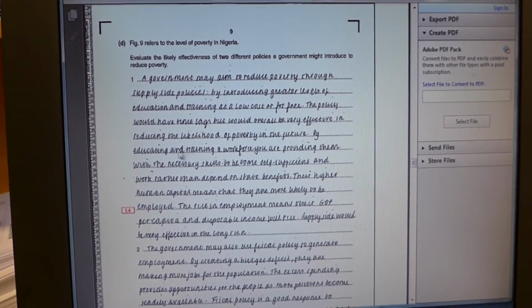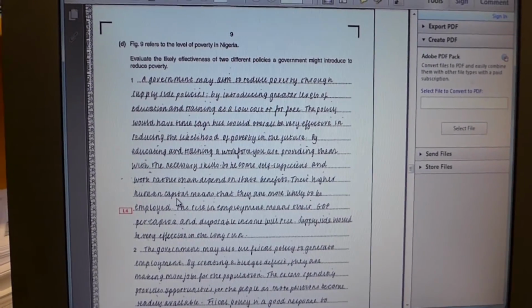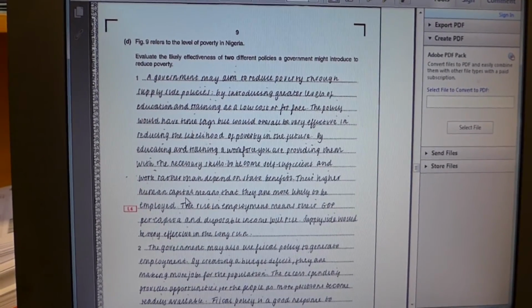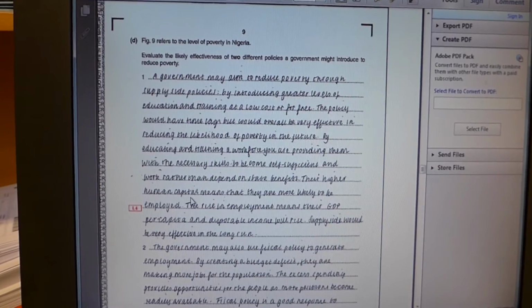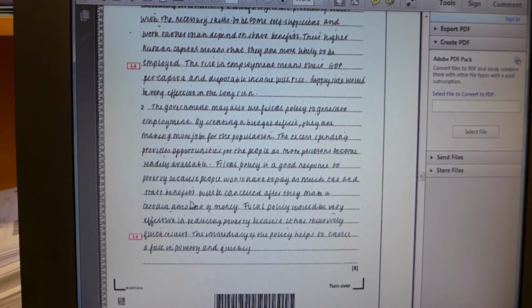You could evaluate by saying, however, there are time lags associated with supply-side policies, and so this policy would take such a long time to implement. So on the other hand, it's maybe not the best policy in the short term. That's reasonable to use as well.